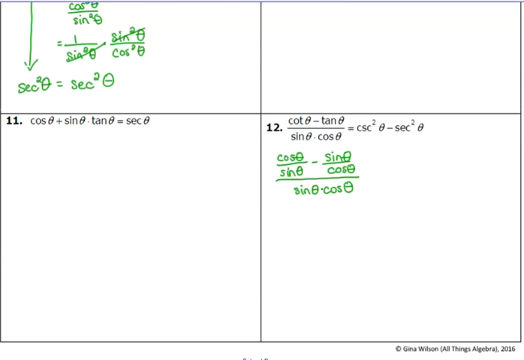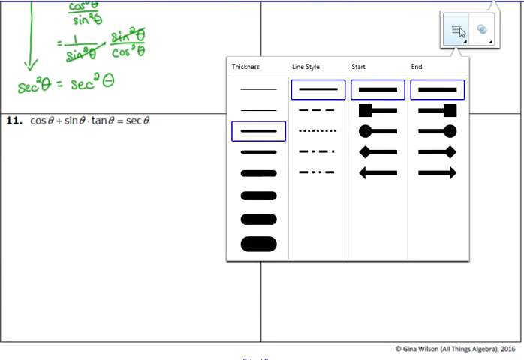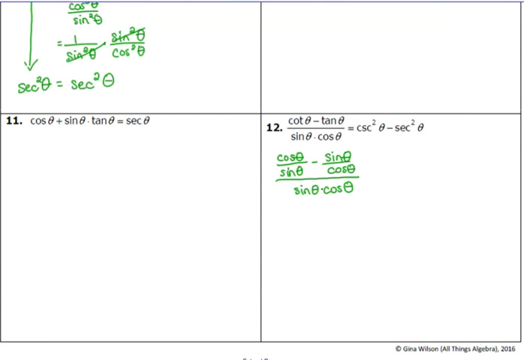Now, technically, this is a complex fraction. I'm going to handle this one a little bit differently, though. I'm just going to get a common denominator in the numerator. So I need to multiply the first fraction there by cosine over cosine. I need to multiply the second one by sine over sine, so that both of my denominators have sine and cosine. So cosine times cosine is cosine squared of theta, and that's over sine of theta cosine of theta.